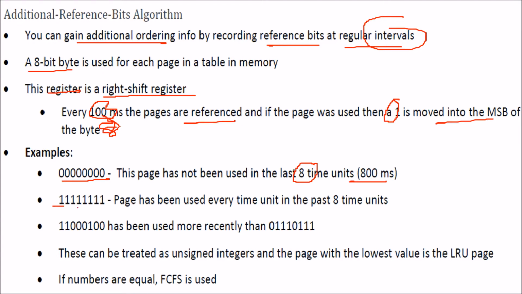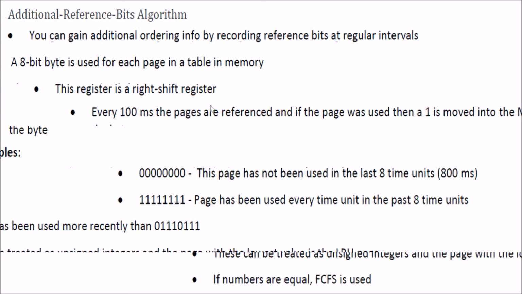How about 111111 eight times? This page has been used every time in the last 8 time units. How about this? This one was just being used. This was not being used. So this is more recent than this. So this can be treated as an unsigned integer, and the page with the lowest value in the LRU of this bit unit can be used. If both of these are equal, then we use first come first serve.